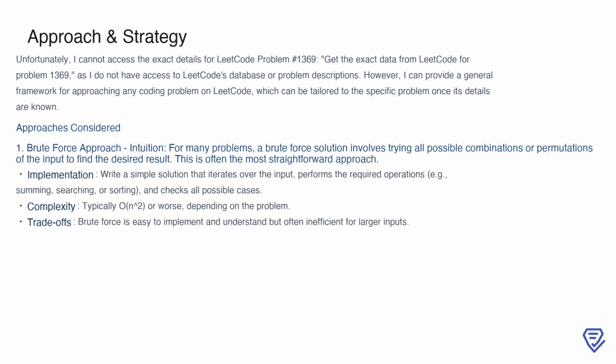When tackling a LeetCode problem, it's often helpful to start by considering a brute force approach. This is the most straightforward way to solve the problem because it involves directly implementing the logic based on the problem description. For example, you might iterate over all possible combinations or permutations of the input to find the solution. While this method is simple to understand and implement, it is usually inefficient for larger inputs due to its high time complexity, which is often n squared, or worse.